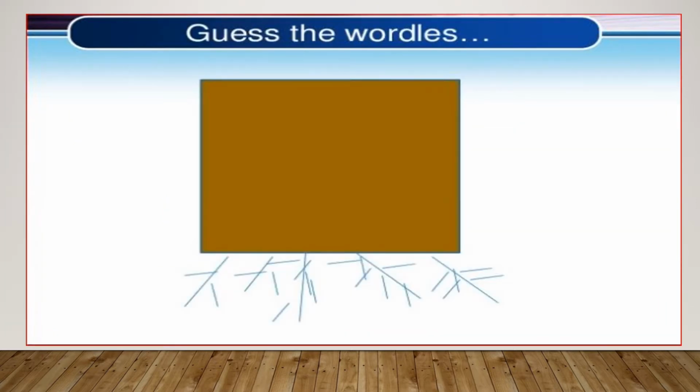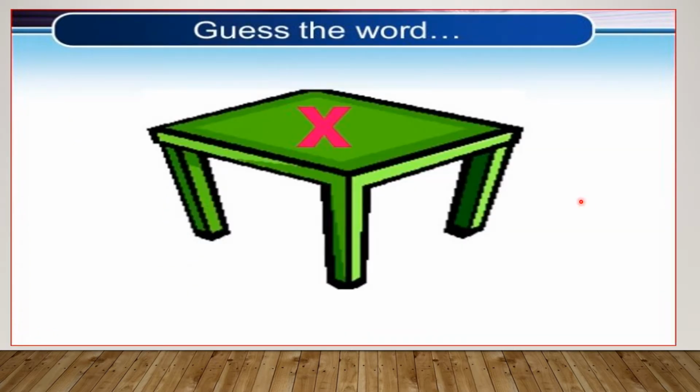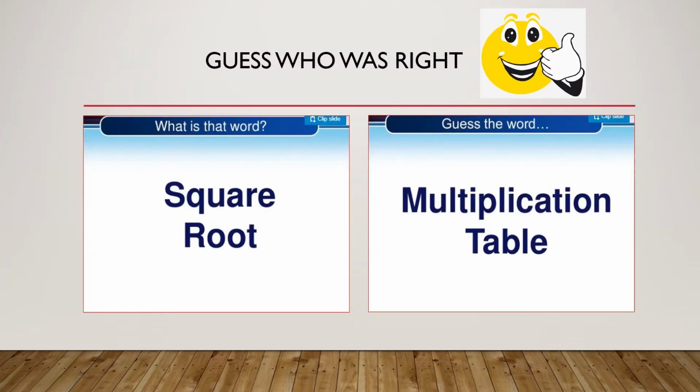Guess the word. I'm going to count. One, two, three. Yes. Who was right? Yes, the first word was square root and the second word was multiplication table.